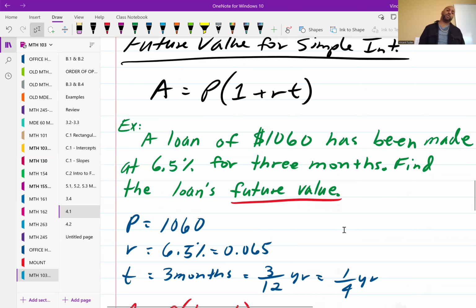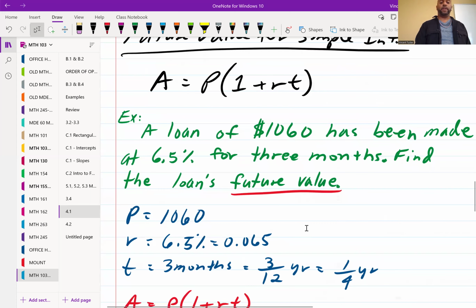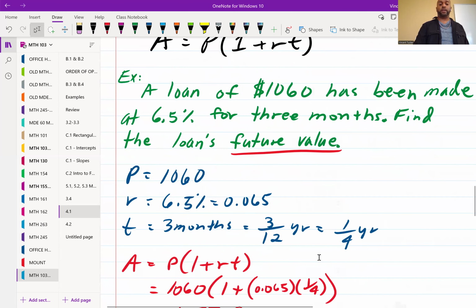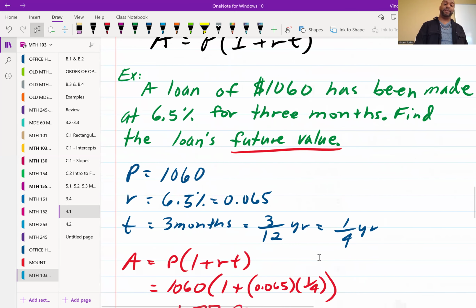So we have our three pieces. Our principal is 1,060, rate 0.065, and then time is 3 months. But since it's not in years, and we converted to years, I'm placing that as 3/12. And then we can plug it into our formula, and then plug into the calculator.